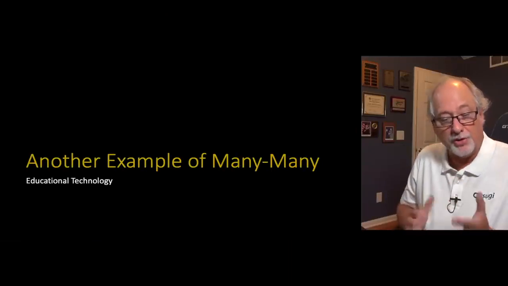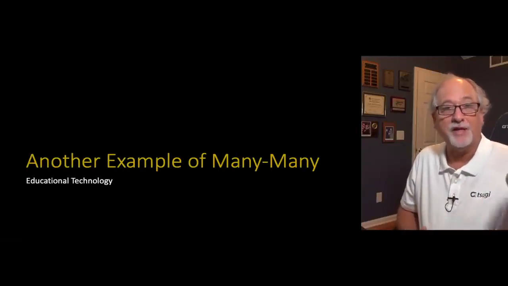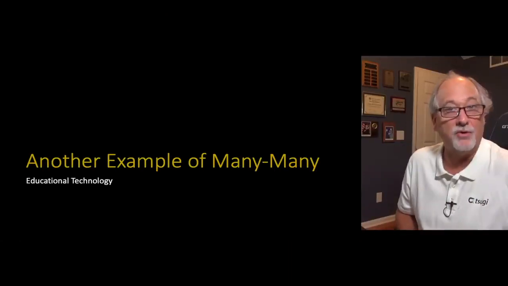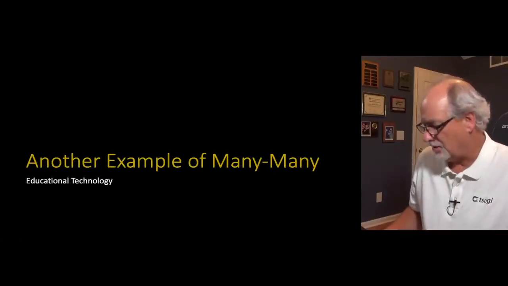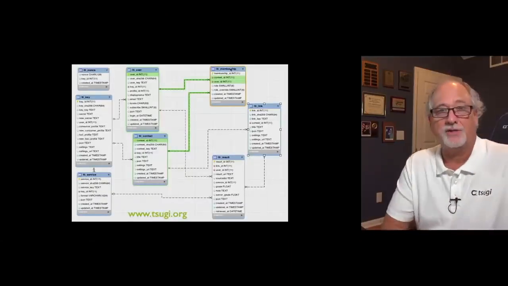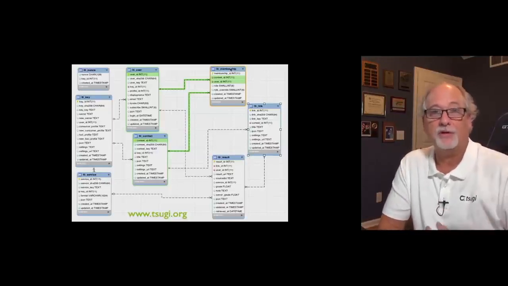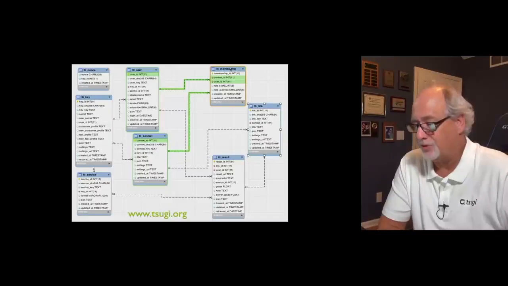So now I want to show you another example of many-to-many from an application that's near and dear to my heart, and that's the autograder that I use for most of my online classes. One of the things the autograder has to know is who is in what course, so that we can track grades based on people in courses.